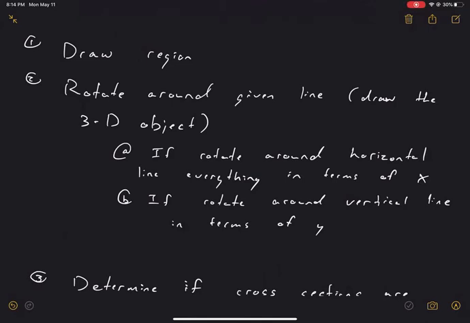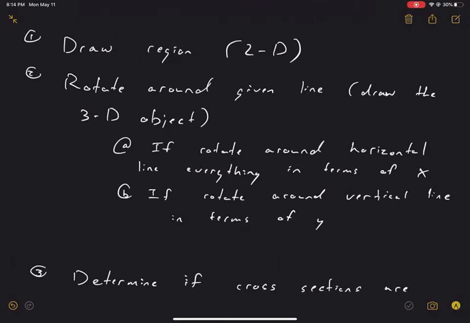So start by drawing the region. They give you the 2D region. They're going to give you a bunch of curves, and an area enclosed by these curves in the plane in 2D. So draw that region, and then also rotate that around the line they tell you to get that 3D object, and try and sketch that 3D object.